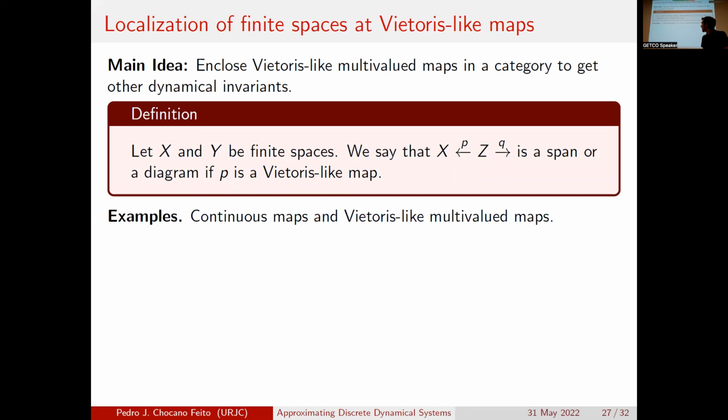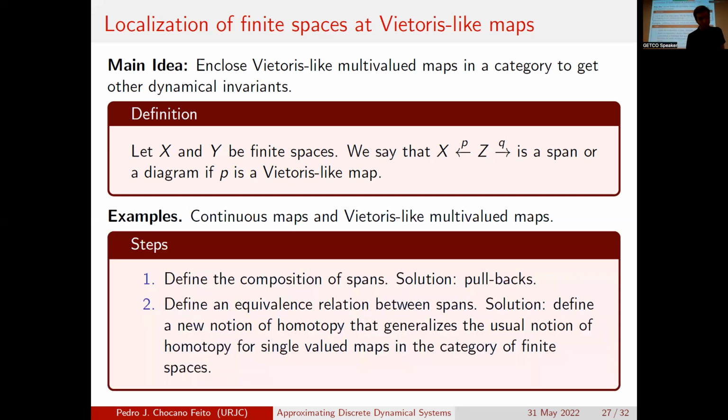What we have is that spans or diagrams are pretty common, because continuous maps are an example of a diagram. The acyclic-like multivalued maps, again, are examples of diagrams. So they generalize things that happen in the usual setting.